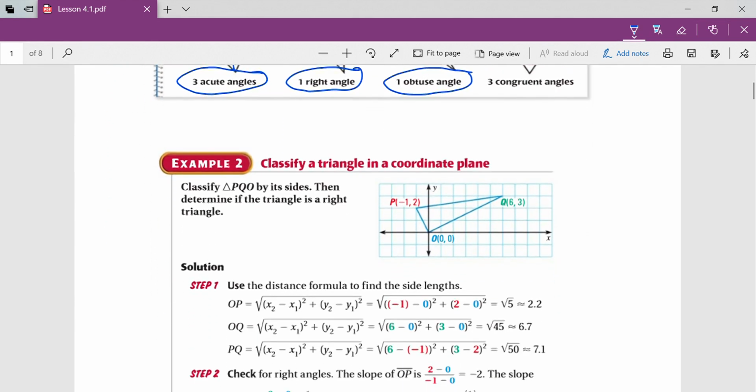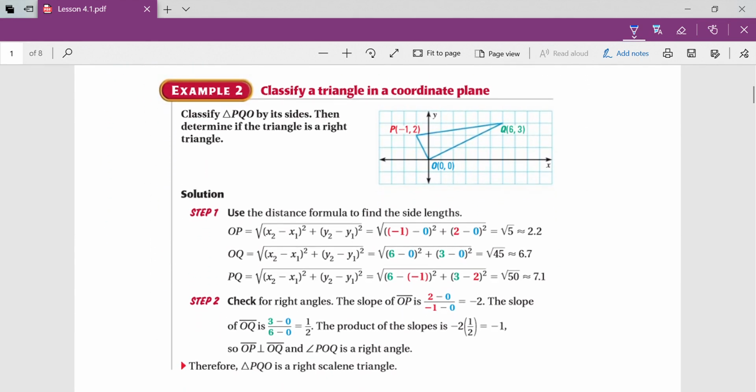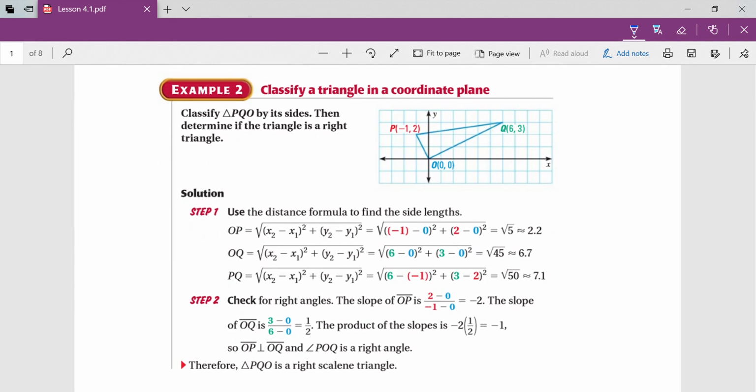How can we solve example number 1? Example number 2, I'm sorry. Example number 2 is classify a triangle in a coordinate plane. Classify triangle PQO by its sides, then determine if the triangle is a right triangle. So you have two parts in this question. The first part, you have to classify its sides, and the second part is to determine if the triangle is a right triangle.